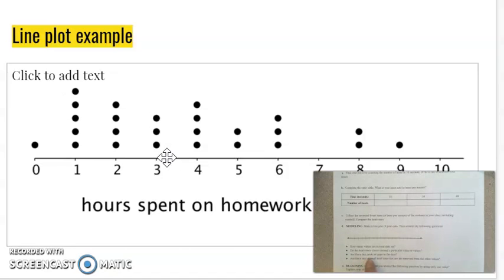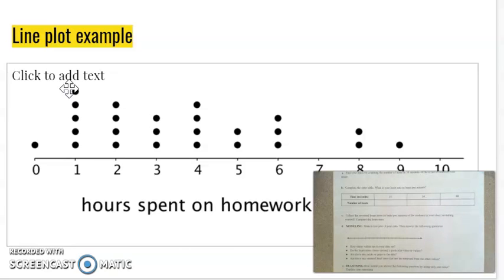The next question asks if there are any peaks or gaps. Well, if you think about a peak, it's like a mountain peak, that highest point. And you can see the dots extend up to the highest point where there's the 1. And then gaps would mean there's kind of where there's no dots, there's just kind of a hole. So there's nothing at 7, there's nothing at 10. So those would be gaps.